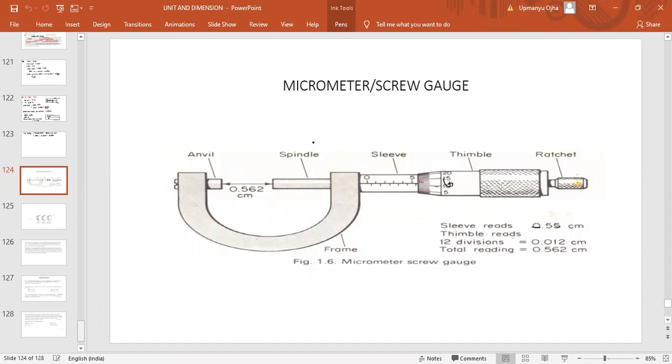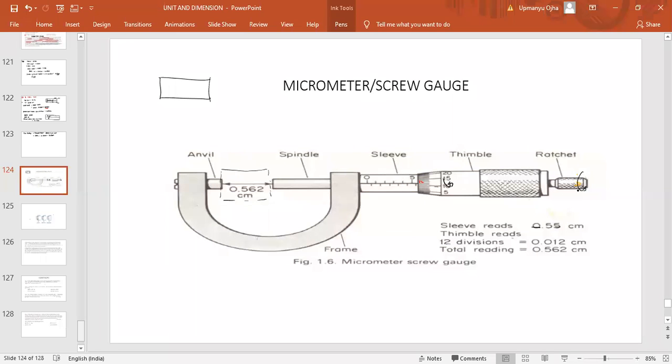Now if I have to measure something, like the length of a cylinder, I have to place the cylinder between the anvil and the spindle like this. When placing the cylinder, I have to rotate this ratchet so that I can adjust the gap of the spindle to perfectly fit this cylinder.